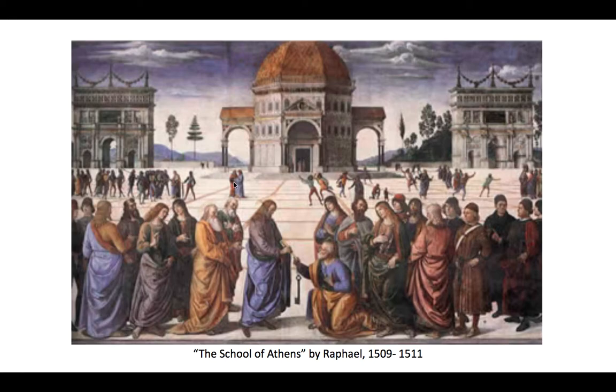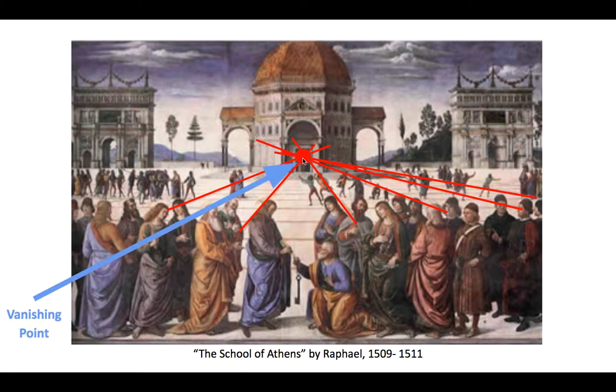If I were to take a red line and put it on this line on the ground and extend it out, and if I were to do the same thing with this line on the ground, and this one, and this one, and this one, and this one, you'll see that all these lines are coming together to one point. We call this point the vanishing point.